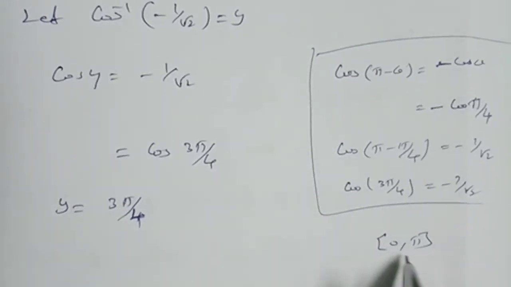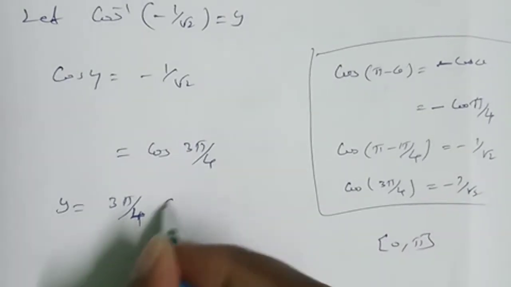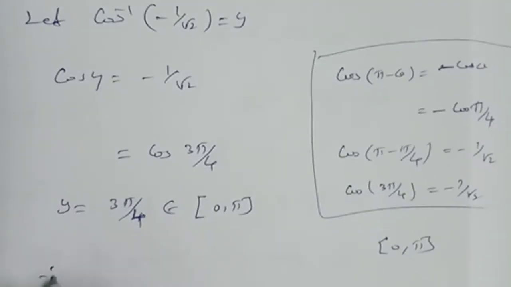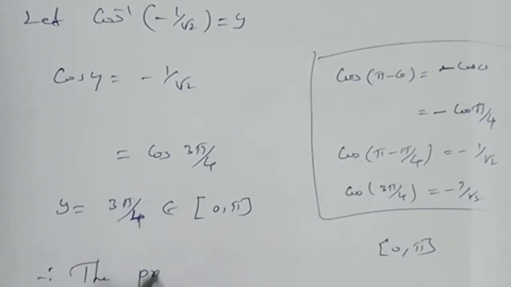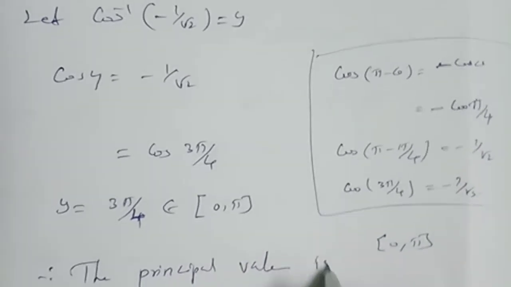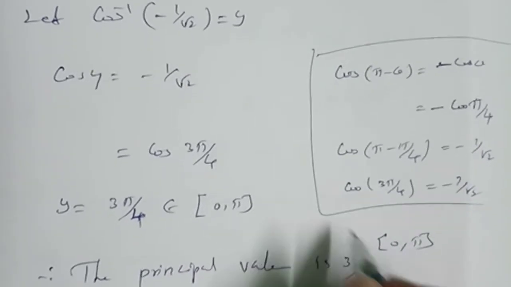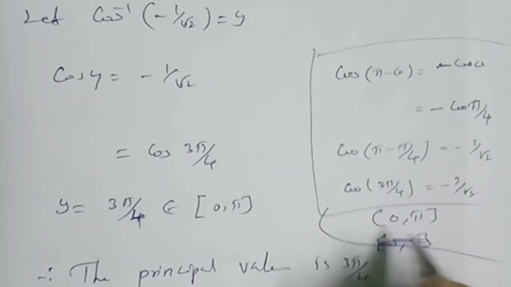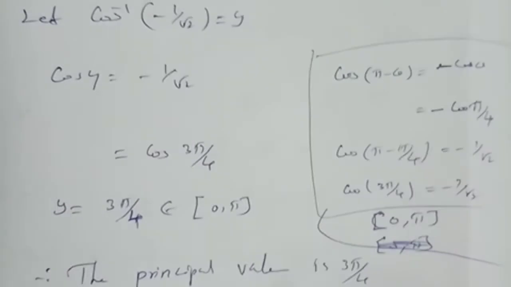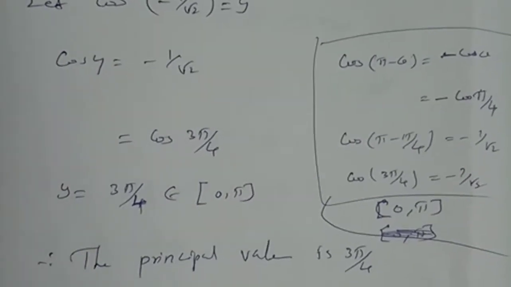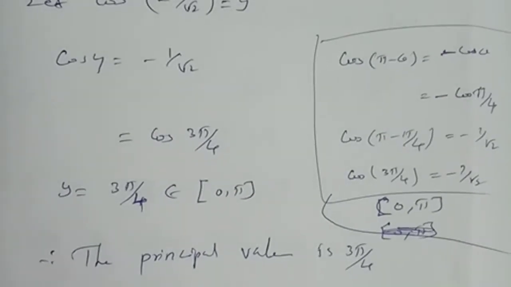is less than pi and greater than 0, so it lies in this range. It belongs to 0 comma pi. Therefore the principal value is 3 pi by 4. 0 comma pi is the principal range. Next problem, sum number 10.